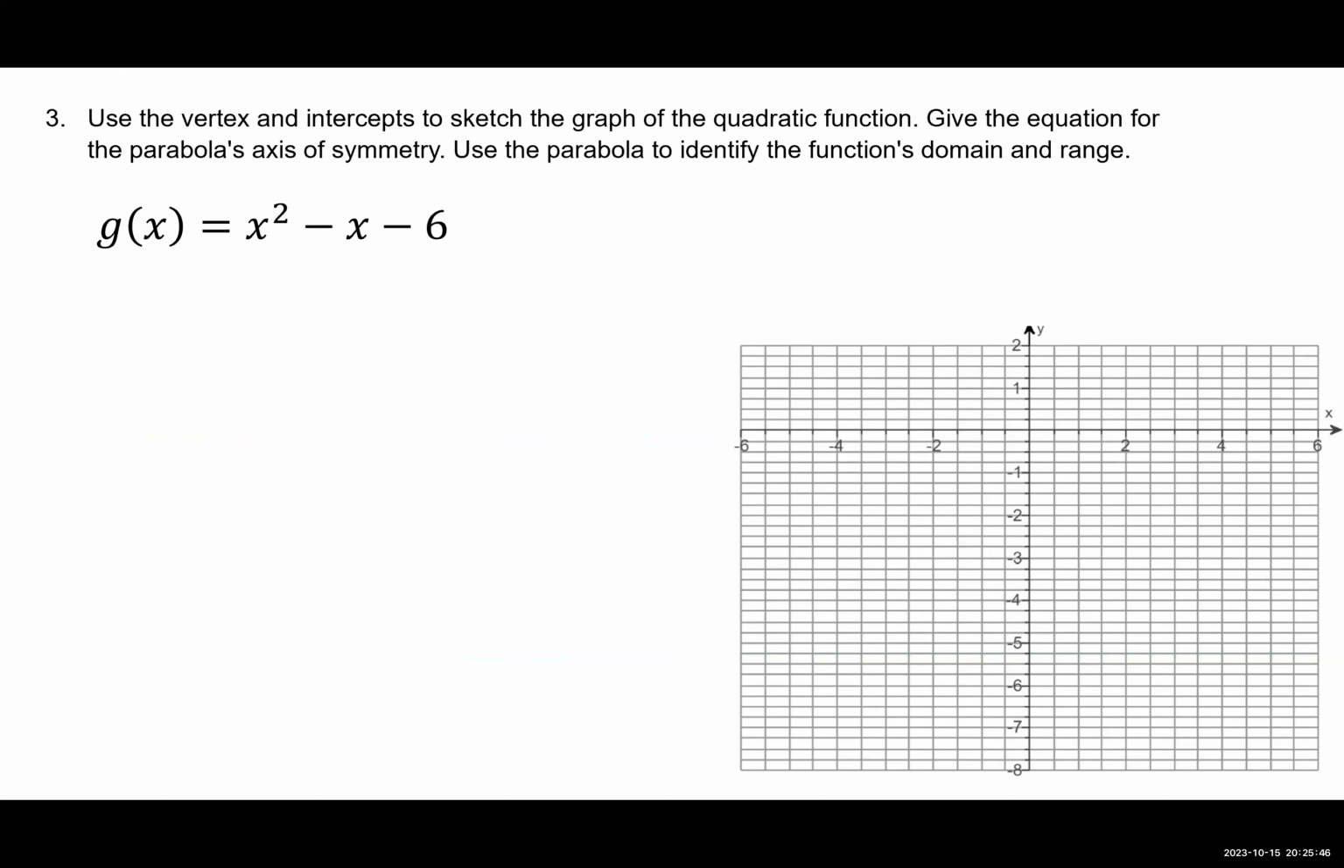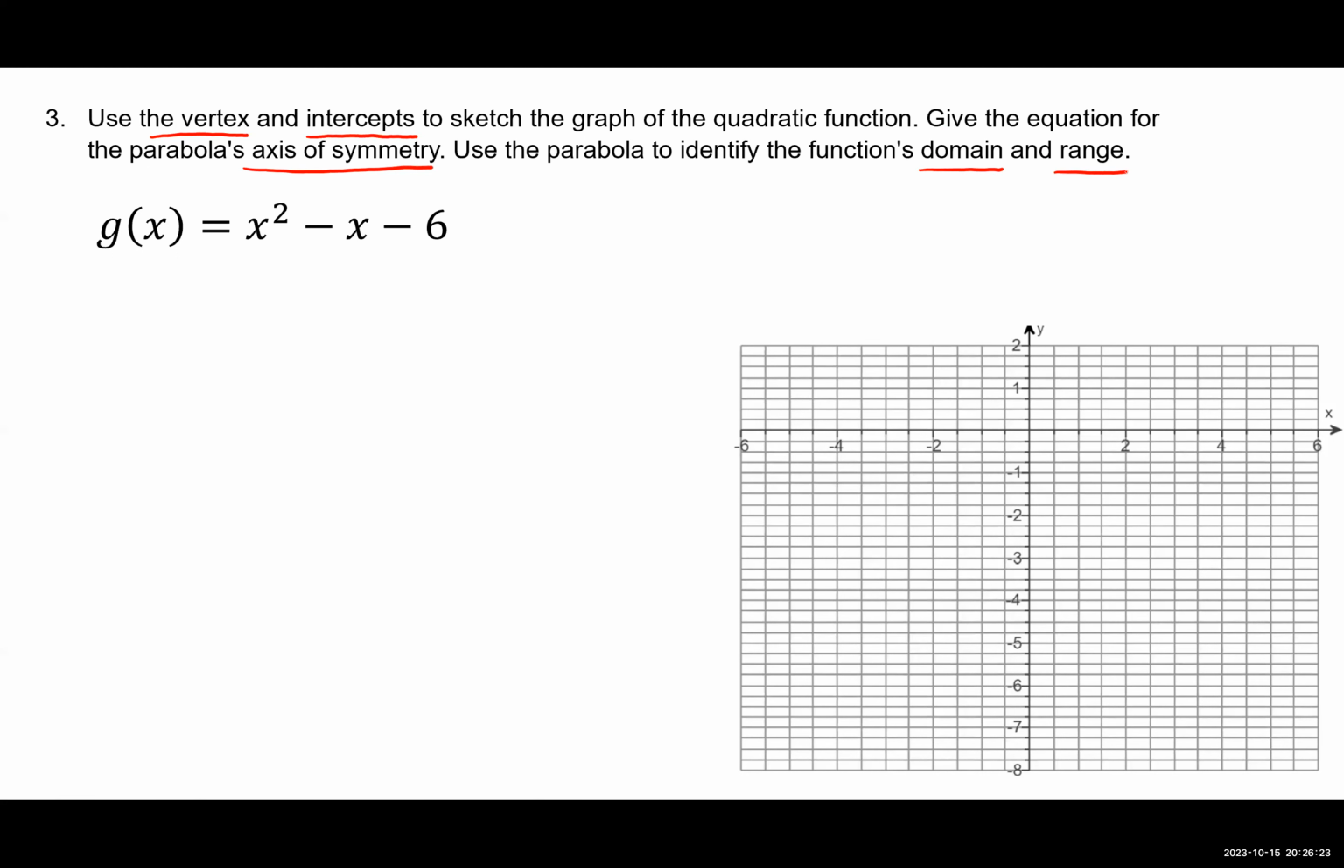So now these are all components that we've talked about at various points in our semester. So use the vertex, which we've just talked about, and the intercepts, those are things we've talked about previously. The x-intercepts, possibly plural. The y-intercept, there's never more than one of those. To sketch the graph of the function, give the equation for the parabola's axis of symmetry. And then use the parabola to identify the function's domain and range.